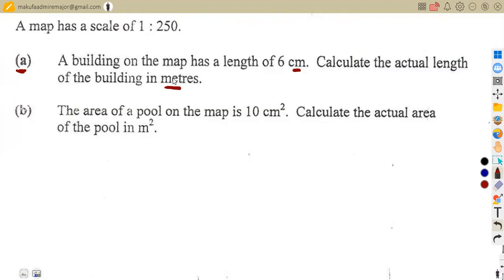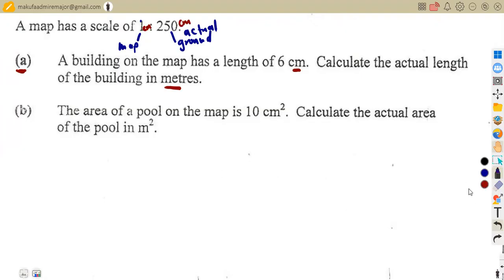We are referring to scale similarity, whereby what you just need to understand is that the one here represents what is on the map and what is on the ground. So we are referring to two things here. What we see on the map, that is on the paper. The map is something that you draw on the paper. This is what you see directly on the actual ground, which means it's 1 centimeter on the paper to 250 centimeters on the ground.